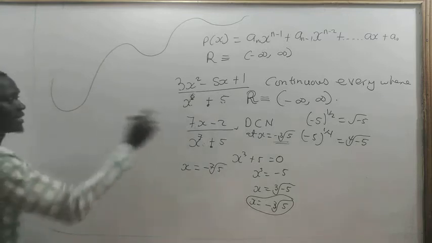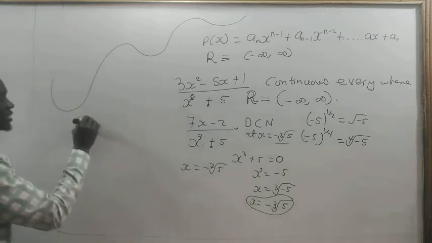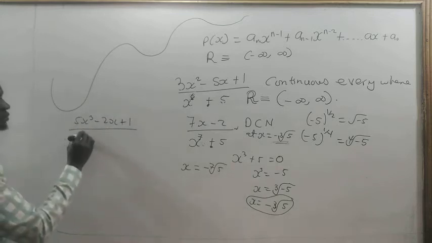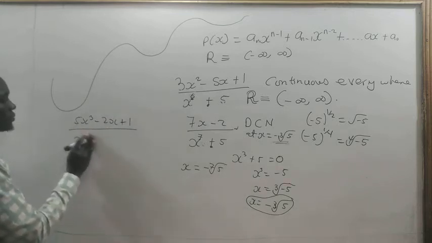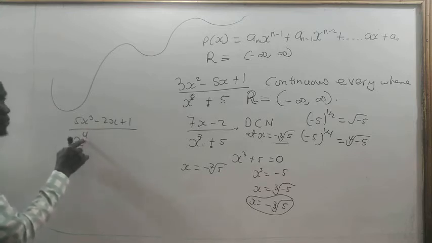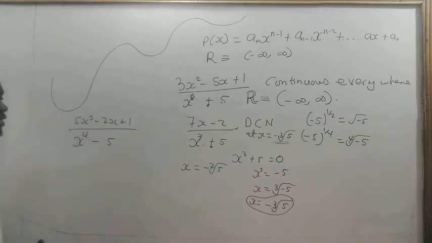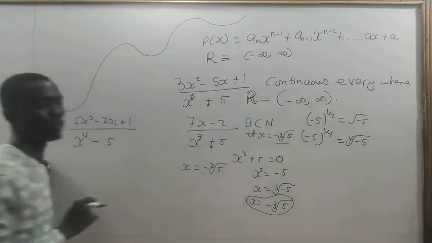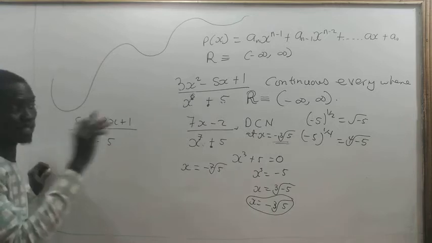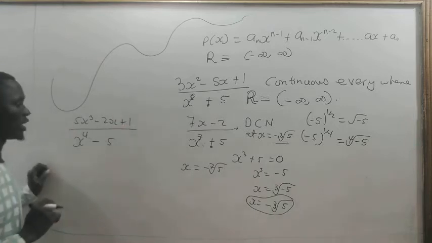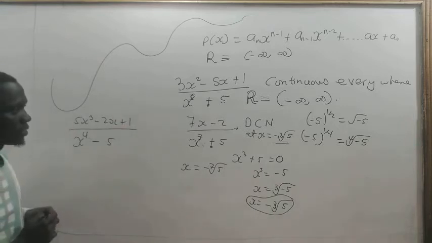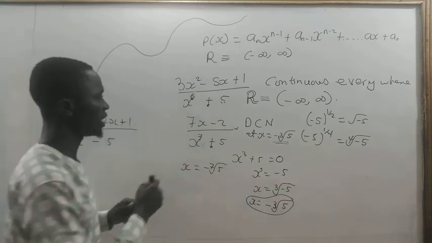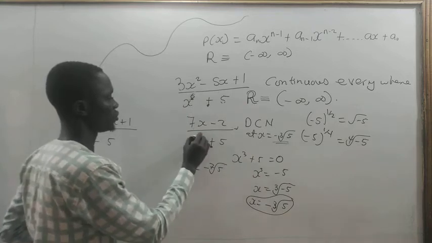Now let us take the same thing. Let's say 5x cubed minus 2x plus 1 divided by x to the power 4 minus 5. It's an even power. Here, since here is negative, we are not going to say it is continuous everywhere. Now, let's look at this. This one, I didn't write the interval of continuity when I made here 3. Let me do that one.